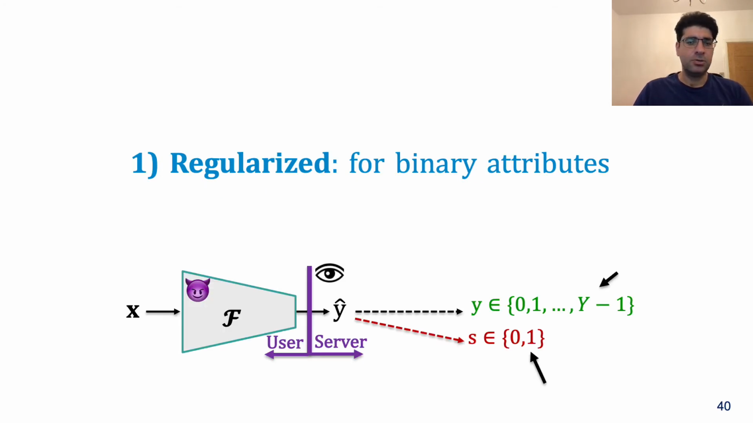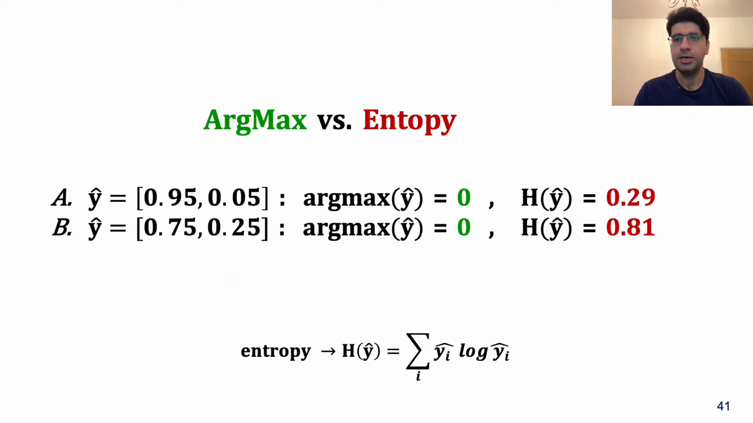First, I explain the regularized method, where the target attribute can be any categorical attribute, but the sensitive attribute is limited to be a binary attribute. The idea is to keep the argmax of the output for the target attribute and use the entropy of the output for the sensitive attribute. For example, two outputs here, A and B, both have the same argmax, but their entropies are different.